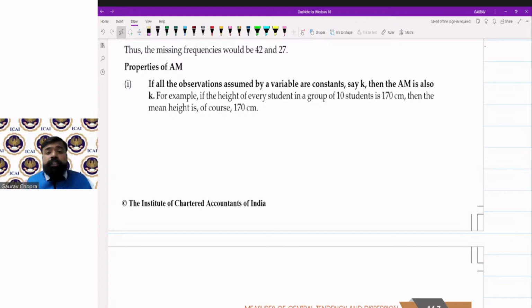So let us understand some properties of arithmetic mean. Before that, Vaishnavi is asking whether we can take the other term as y. Yes, of course you can take one x, other y. Then two equations will be formed, but it will become too lengthy. That is why I have suggested the shortcut method. Okay.